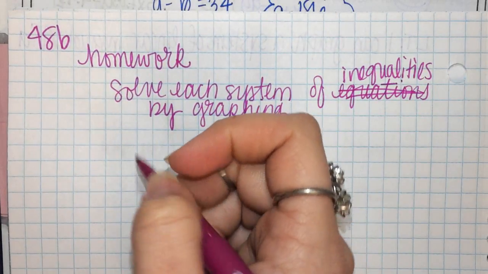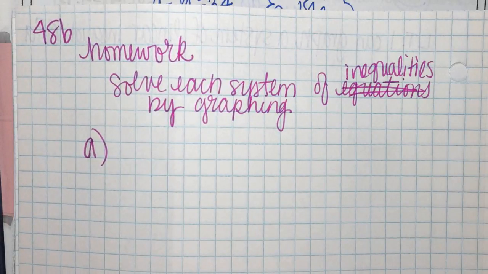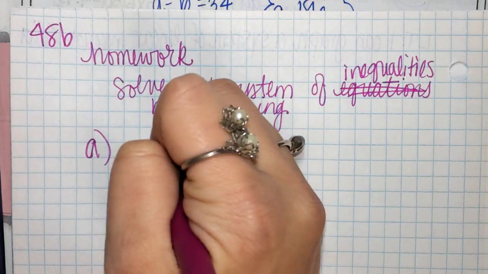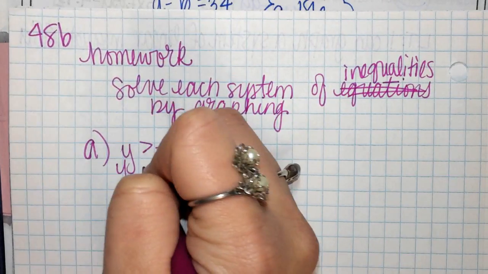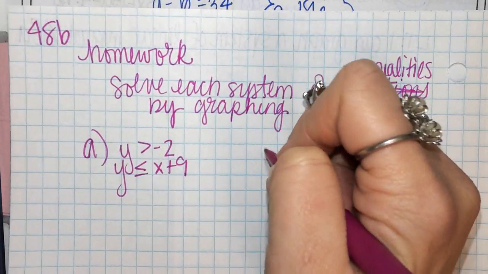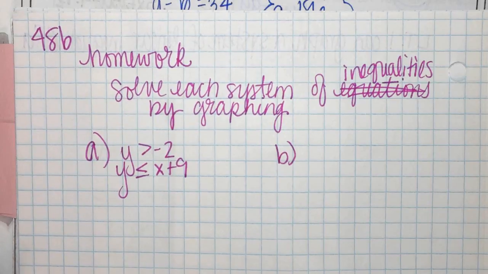Alright, the first problem that you're going to graph: y is greater than -2, and y is less than or equal to x plus 9. I hope you remember how to graph horizontal and vertical lines.